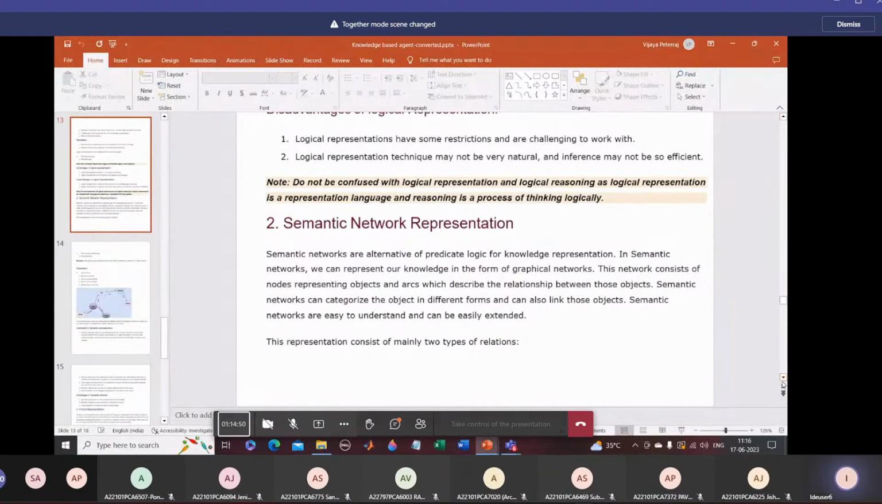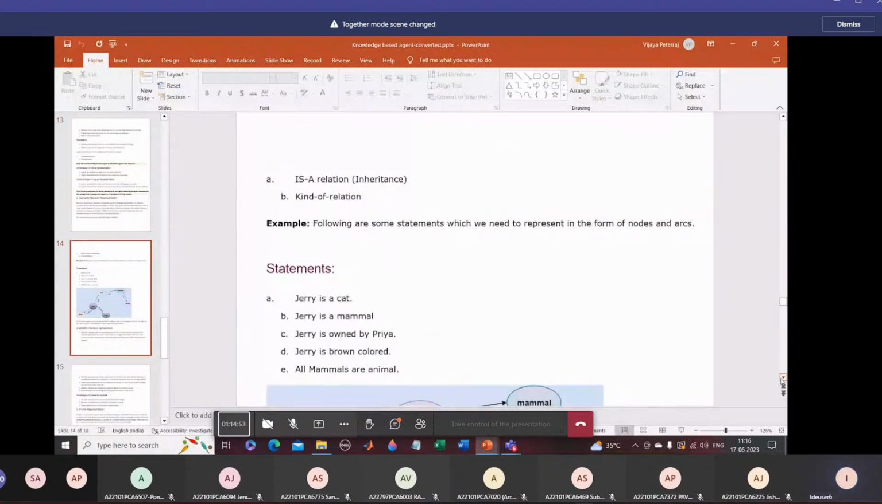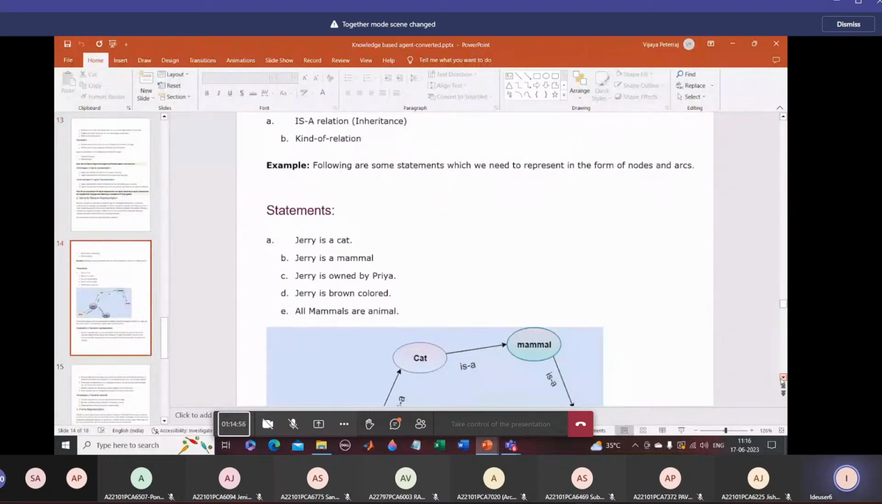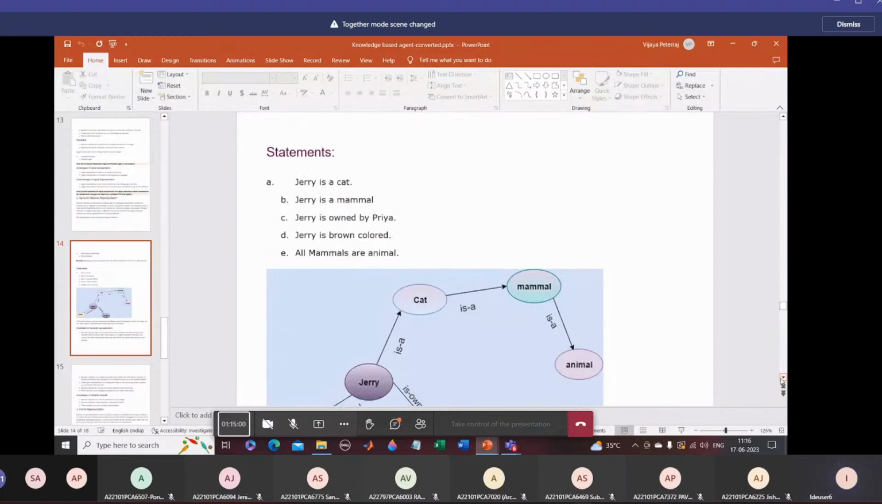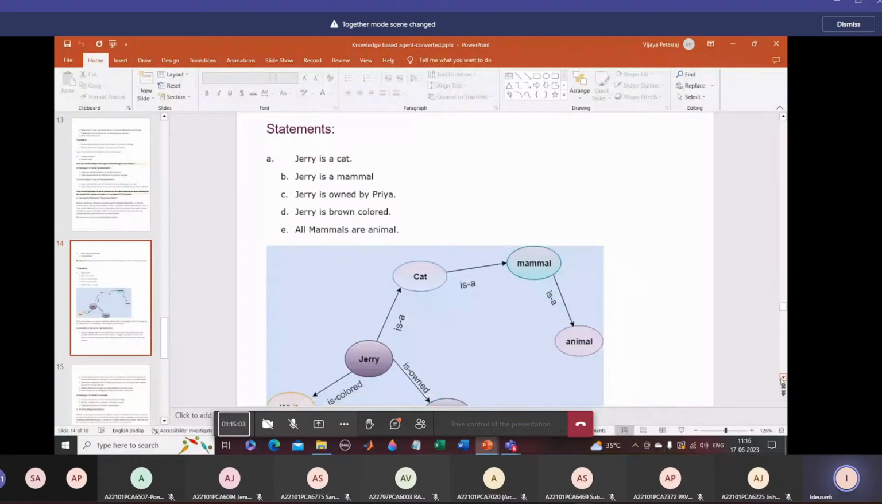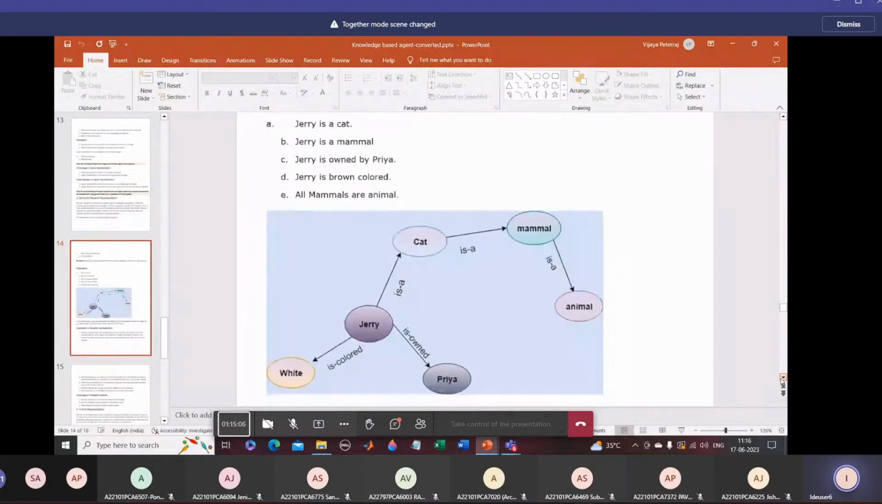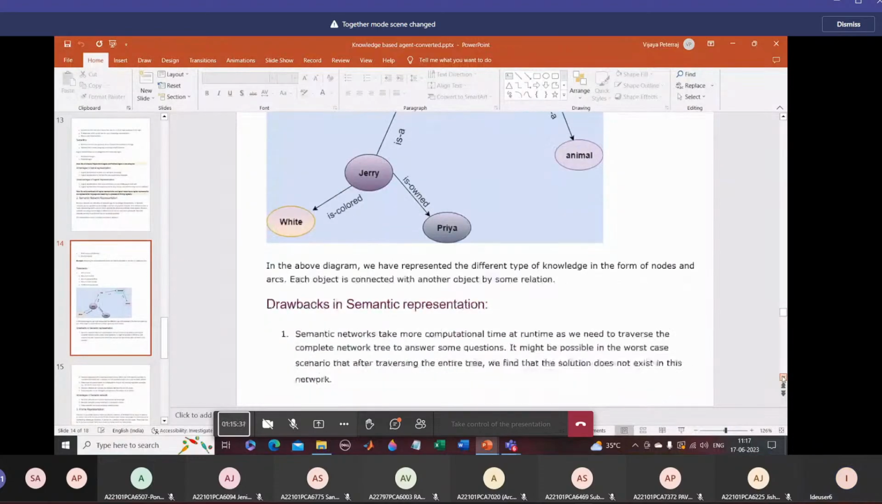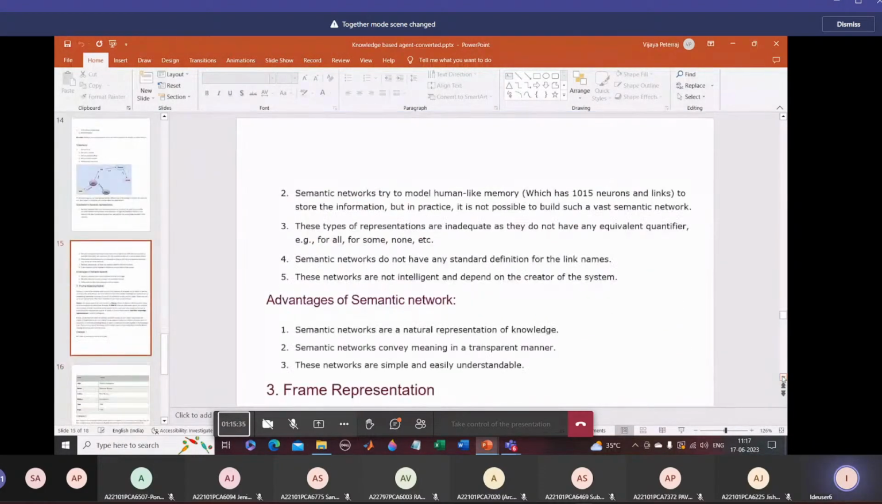Two types of relations could be there: the relation and the kind-of relation. You can see here these are different statements that you could have. Jerry is a cat, a cat is a mammal, it is owned by Priya, Jerry is brown colored, all mammals are animals. You can say Jerry is owned by Priya, Jerry is a cat, a cat is a mammal, and a mammal is an animal. This is how you can have it as a graphical representation. But whenever you draw this, the type of relationship should be mentioned. Some drawbacks and some advantages are there.